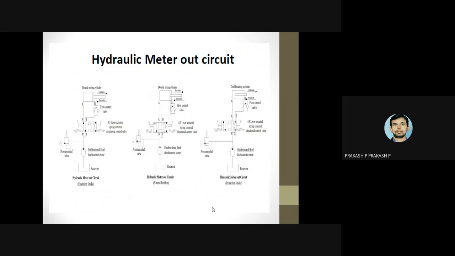In the extension stroke, when you actuate the lever on the left-hand side, the fluid flows from the reservoir to the unidirectional fixed pump, and then from P to A, and A to A, and the cylinder is extended. Whatever oil is at the rod end of the cylinder passes through B to B. Now the flow passes through the variable flow control valve only, not through the check valve, because the check valve blocks that oil to the tank. So the fluid flows from B to B through the variable flow control valve.